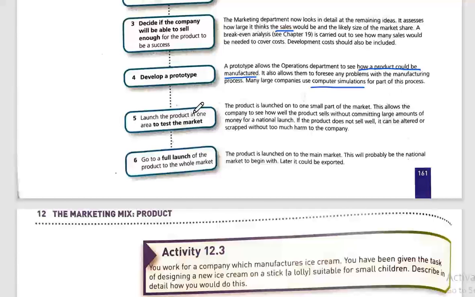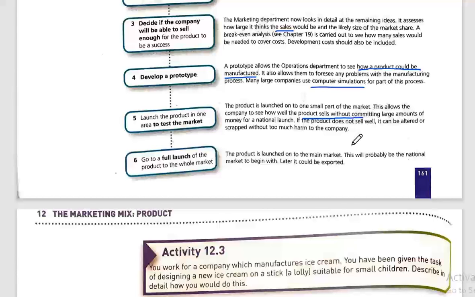Launch the product in one area to test the market. After I did the prototype and I think it's going to sell, I will make the product available in a specific area in the market and test it. Let's see if it's going to be a success. It allows the company to know if the product is selling well in this small area rather than this large area.